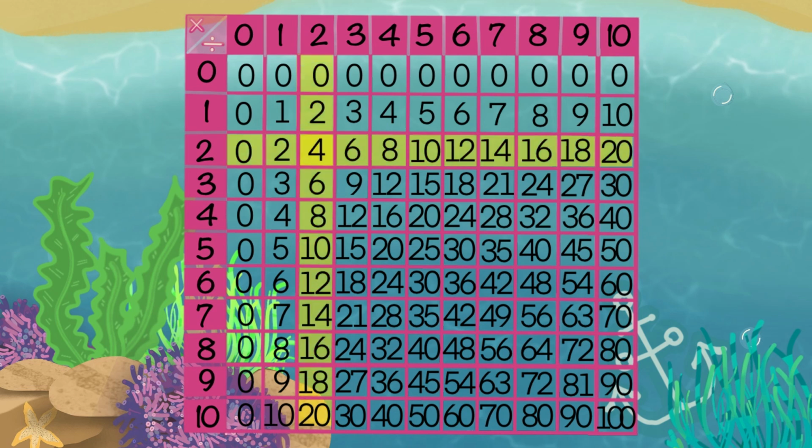How about 2s and 4s? Every other multiple of 2 is a multiple of 4. That is because 4 is 2 doubled. This is why you might have heard someone call their 4s double facts.